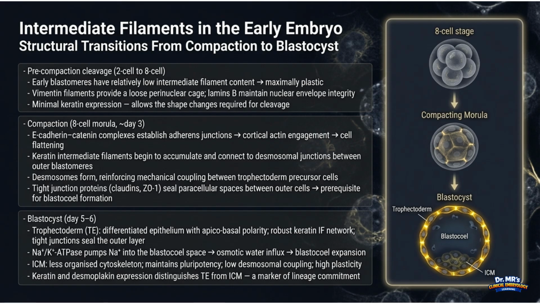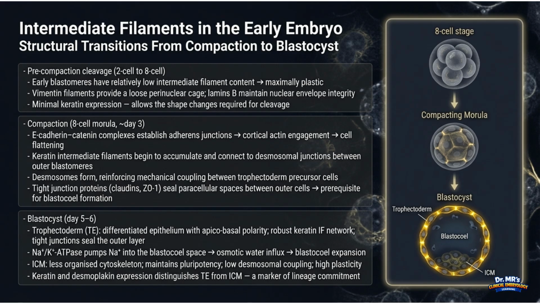As they physically flatten and press together, the blastomeres positioned on the outside of the embryo begin to rapidly accumulate keratin intermediate filaments. These newly minted keratin cables immediately wire themselves directly into the heavy-duty desmosomes that are forming between the outer cells. This is the critical transition. Suddenly, that outer layer of cells isn't just a group of individual blastomeres touching each other. They are mechanically welded together by a continuous keratin desmosome network. They become a true epithelial sheet, the presumptive trophectoderm.